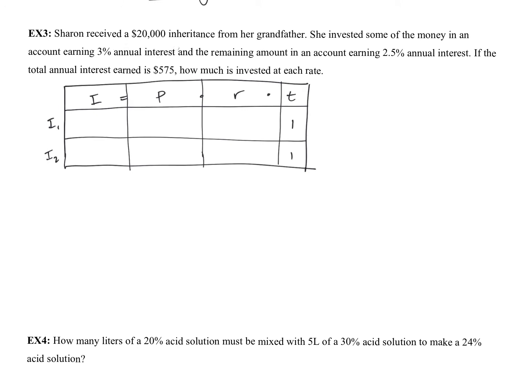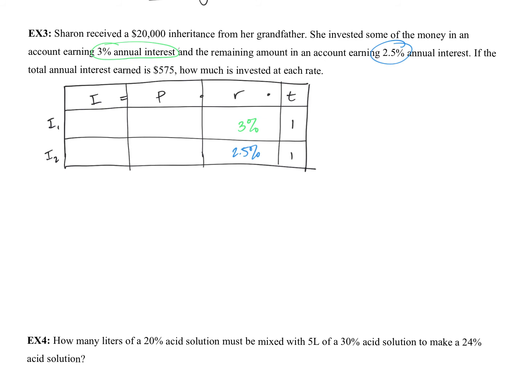Next, I'm going to fill in all the other information that I know. So what do I know? Well, she earned 3% annual interest in one of the investments. So I'll go ahead and put that with investment 1. And that is the rate, so 3%. The next one we have was 2.5%. So I'll go ahead and put that in the other one. Doesn't matter which one you assign to yet.